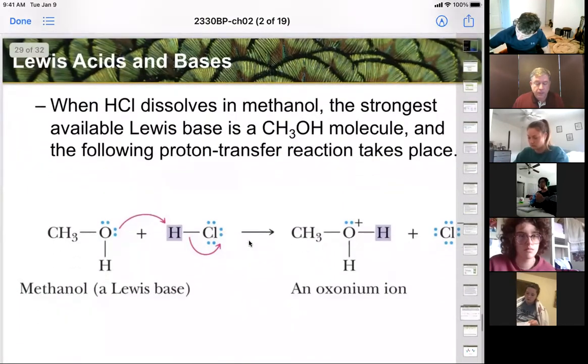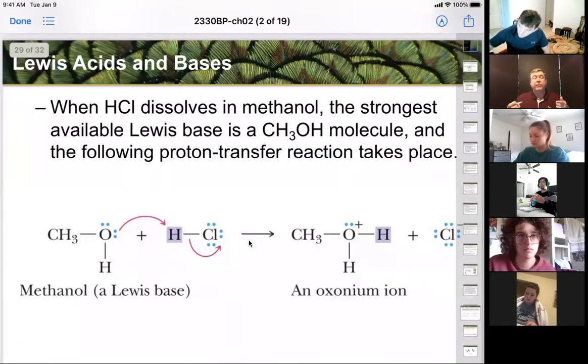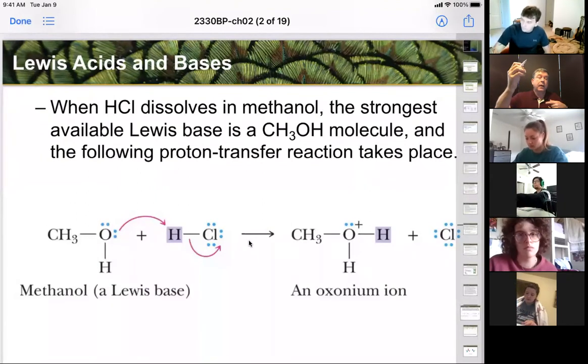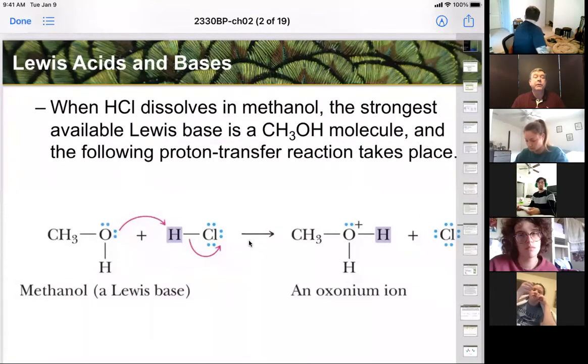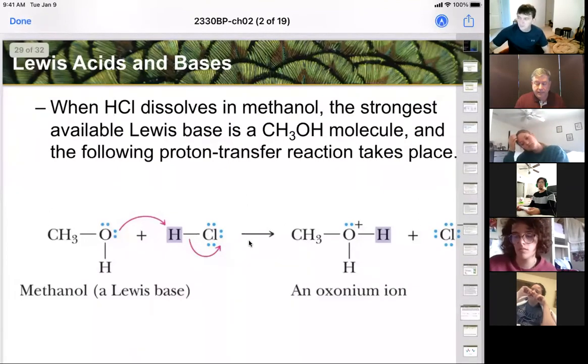So now to take it away from the previous example, which was an Arrhenius acid, because we were reacting HCl with water, let's turn it into a Bronsted-Lowry system. So we don't have water, but we're still transferring a proton. In this case here, we have a hydrogen that's covalently bound to this chlorine, okay? And we have a lone pair on methanol.